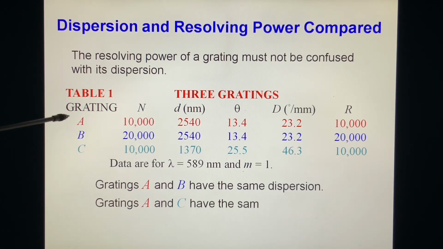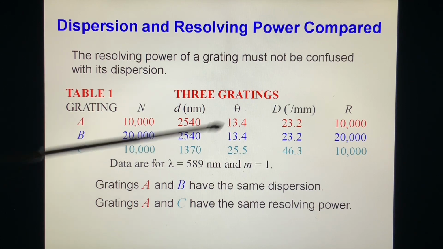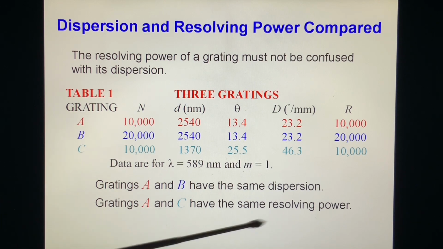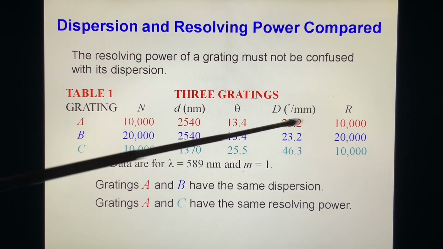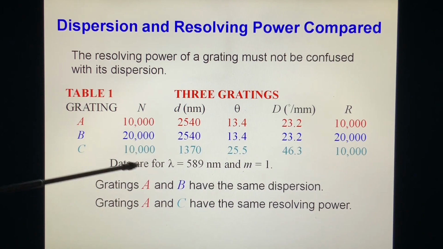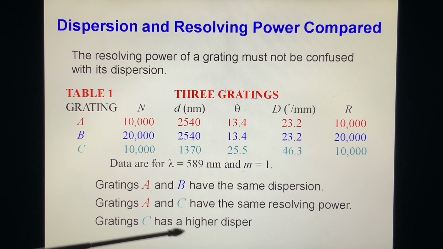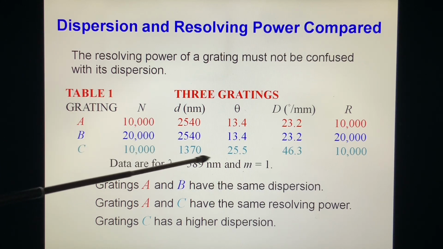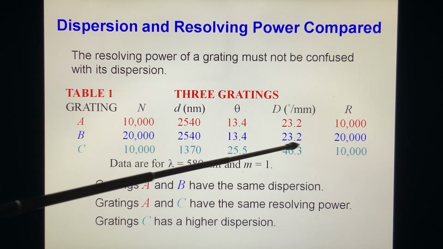And gratings A and C have the same resolving power. Why? Because the number N is the same. And grating C has a high dispersion, because C has the smaller d, so it's high dispersion.